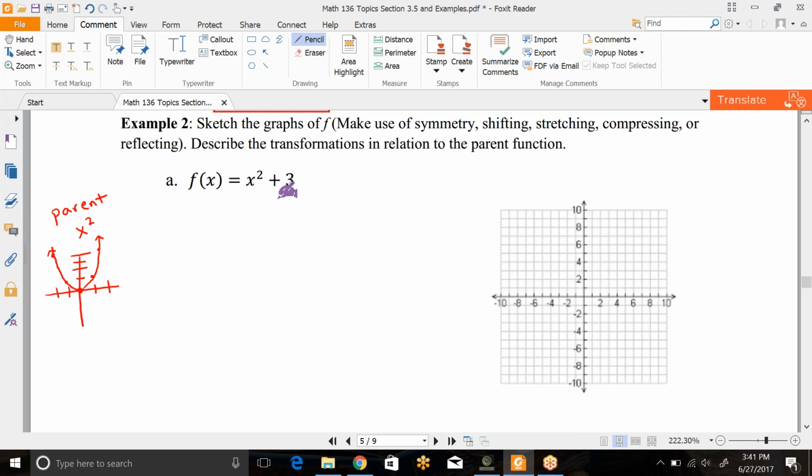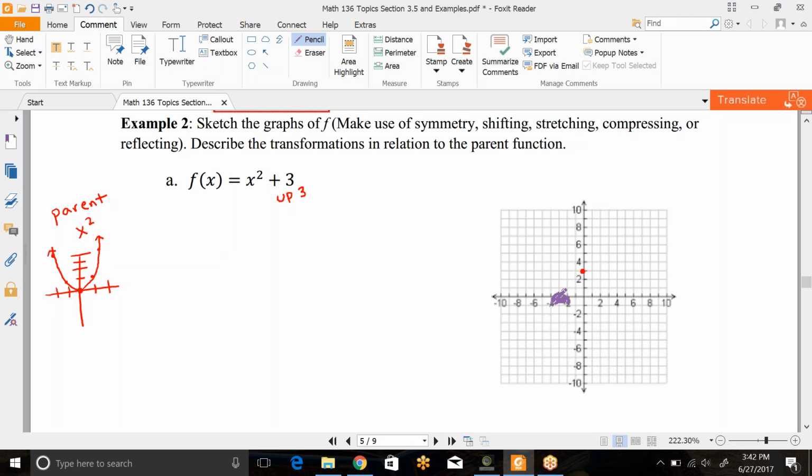There's a +3 at the end. Anytime something happens after the part that's been squared or cubed is already done, it's going to be a vertical shift. Vertical shifts, you do exactly what the sign tells you. So this is going to be moved up 3. So each of these points is going to be shifted up 3. So 0, 0 was the original center, so that's going to go up 1, 2, 3.